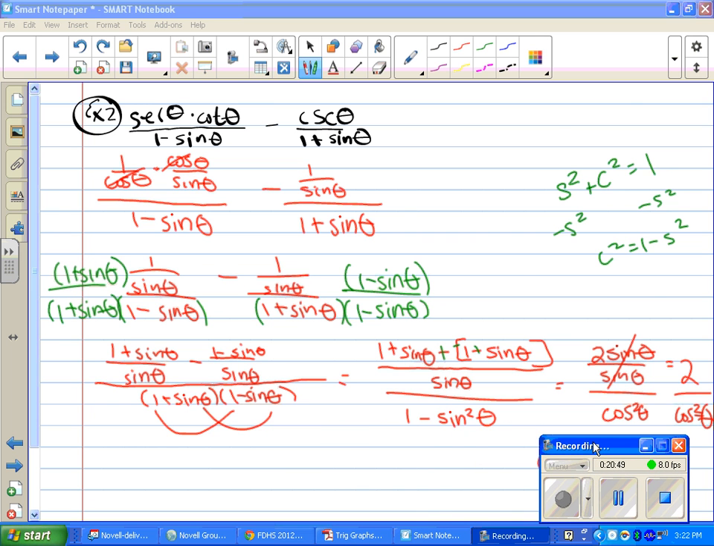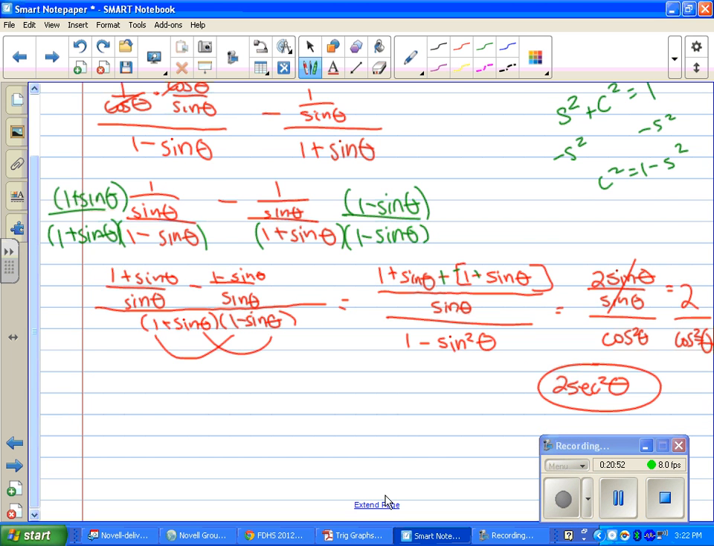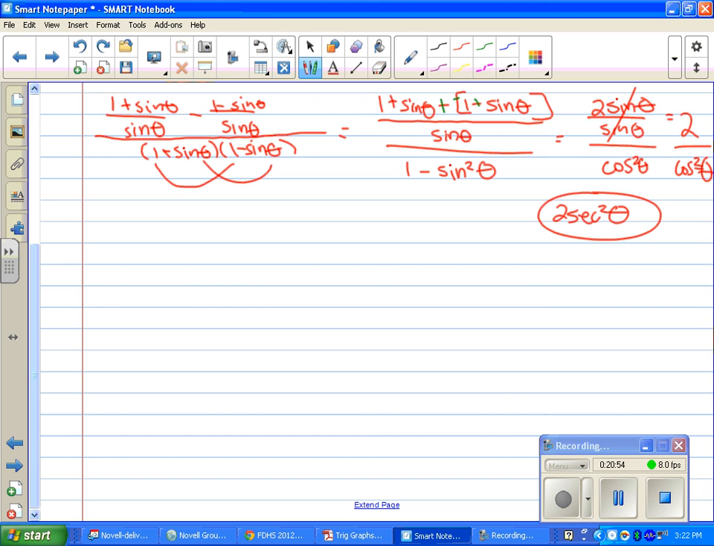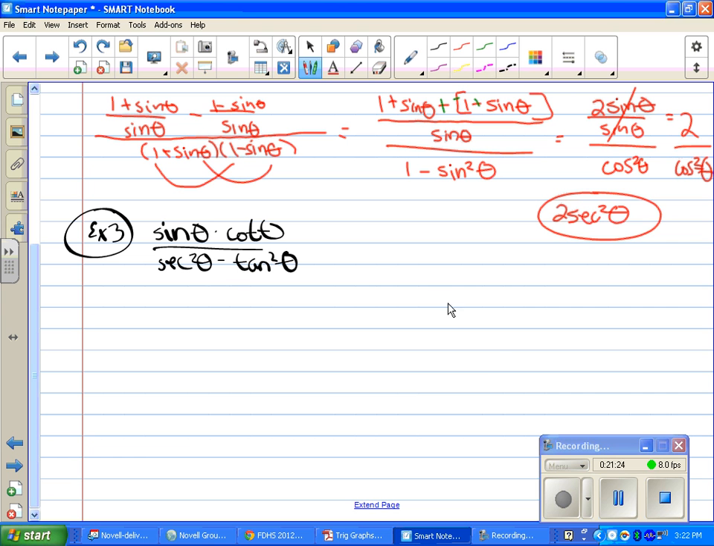All right, let's do one more you try, and then I think you'll be ready for your homework. So this time, let's see here. Let's do this in the back. Example 3. Let's do the sine theta times the cotangent of theta all over secant squared minus tangent squared. Okay. Go ahead and try that one, and I'll meet you at the finish line.